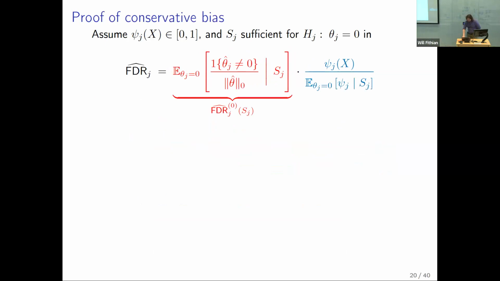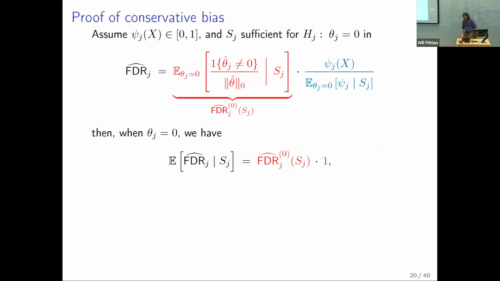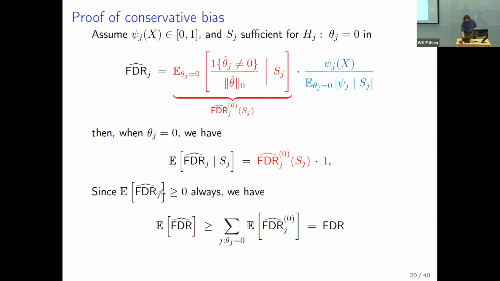Okay, so why is this? Well, it's sufficient to prove that each of the terms is conservatively biased. When theta j is equal to 0, this expectation conditional on Sj is this term, which depends only on Sj, times this term, whose conditional expectation is 1 given Sj. So that's for the nulls, and for the non-nulls, there's nothing to do. And so we always have this conservative bias.